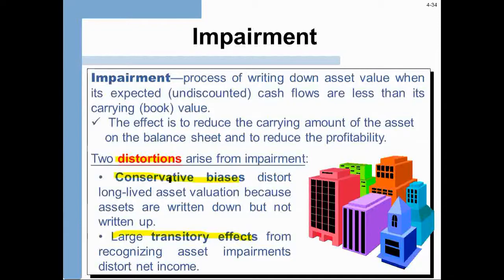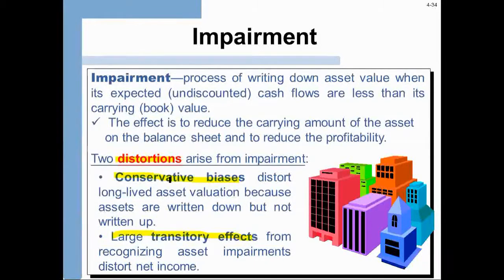First of all, conservatism bias: when we calculate impairment according to the conservatism principle, we always write down the value of the asset. We don't write up the value of the asset. So it creates a conservatism bias, because we always write down the value rather than writing up the value. Second is the large transitory effect from recognizing asset impairment. It affects our net income: whenever we calculate the impairment as an expense or as an impairment loss, then our net income will be undervalued.